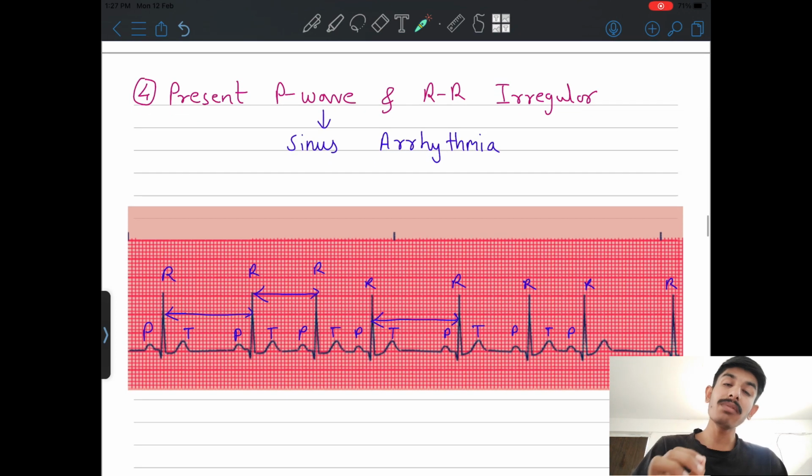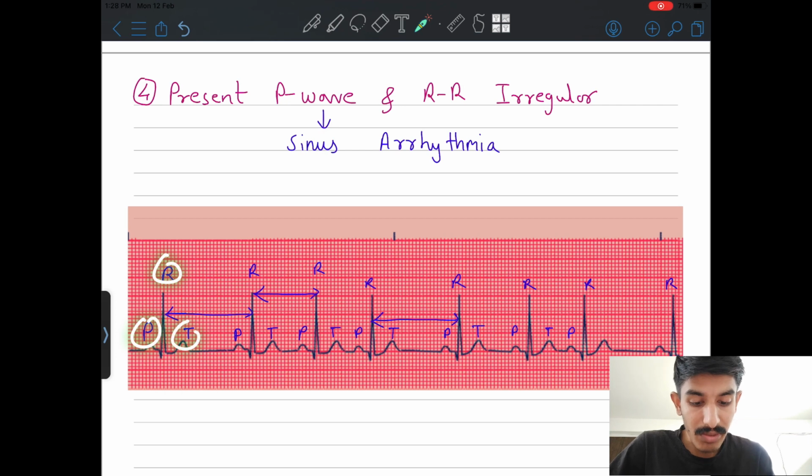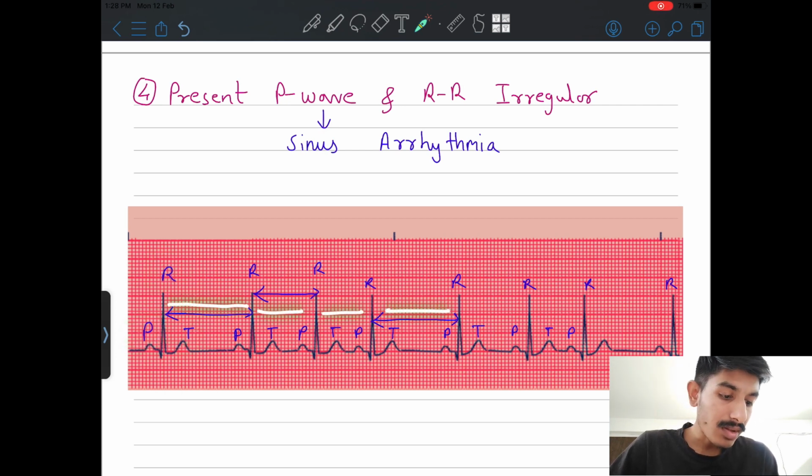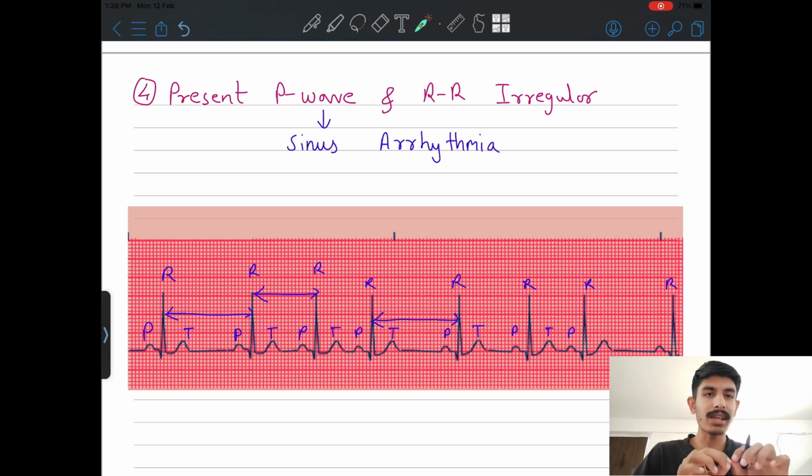So next part is where the P wave is present but RR is irregular. Before, we studied P wave absent and RR irregular. Now the P wave is present and RR is irregular. So what it tells us: the P wave is present, R is present, T wave is present. But here you can see the gap is more, less, less, more, less, less. So it's not equal. By just looking at the graph in the second lead, you will see that the RR interval is not equal. Sometimes it's long, short.